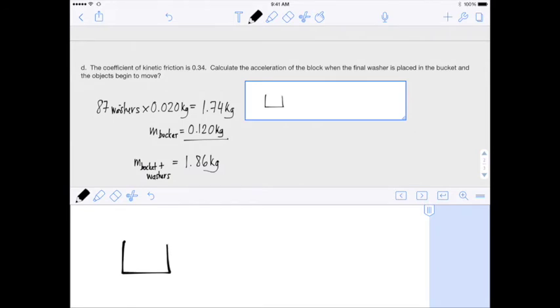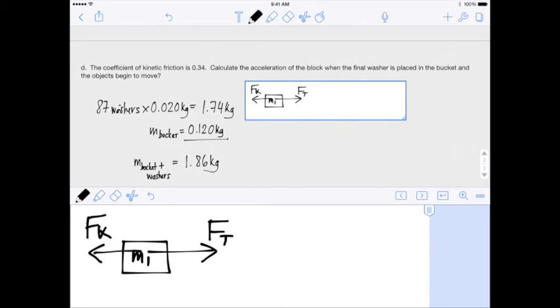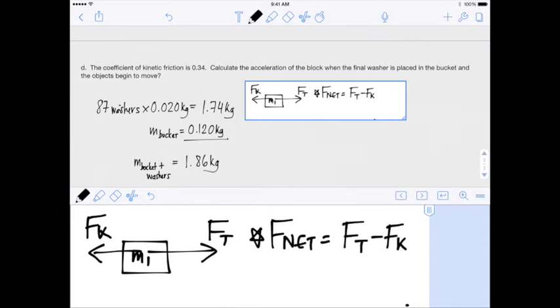So draw a free body diagram of mass number 1. We know that tension is pulling it forward and the force of kinetic friction will be opposing it in the backward direction. So we'll list the forces acting on this object, and we say that the net force is equal to tension minus force of kinetic friction.